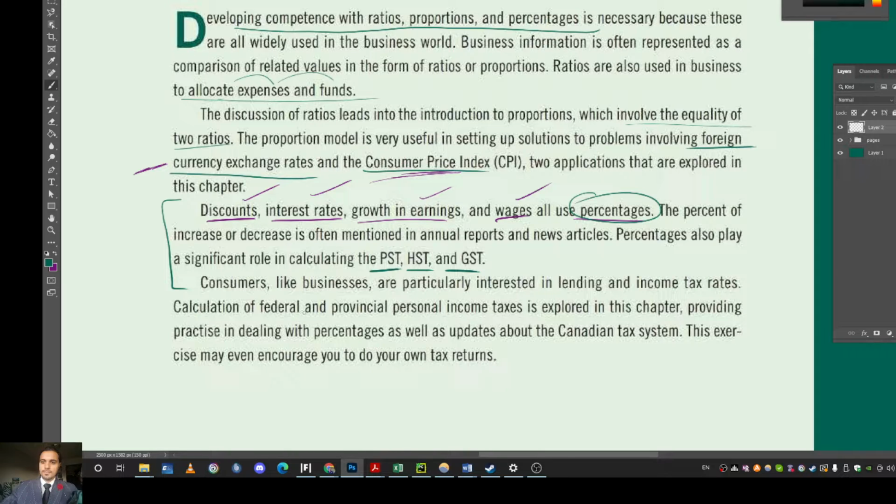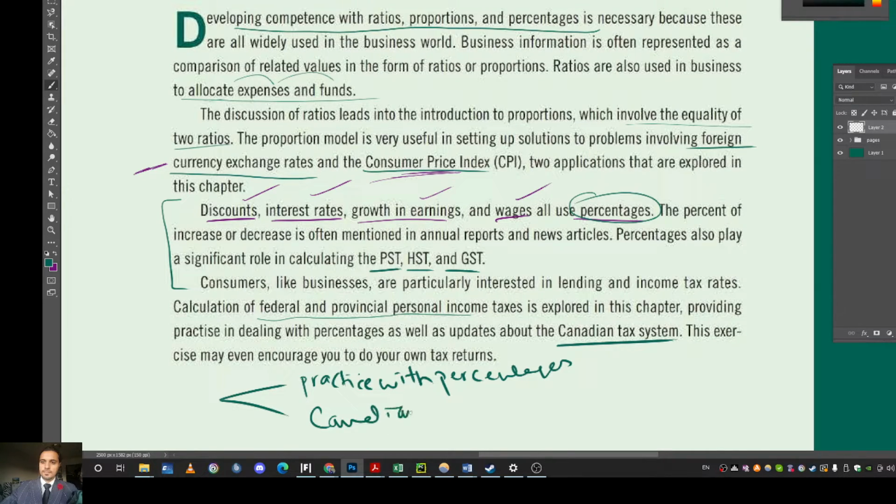Next, calculation of federal and provincial income tax rates is explored in this chapter. We're going to look at federal and provincial income tax rates, providing practice in dealing with percentages as well as updates about the Canadian tax system. So there's a two-pronged strategy here: you'll get practice with percentages, and you'll get updates about the Canadian tax system. So these are the two reasons.